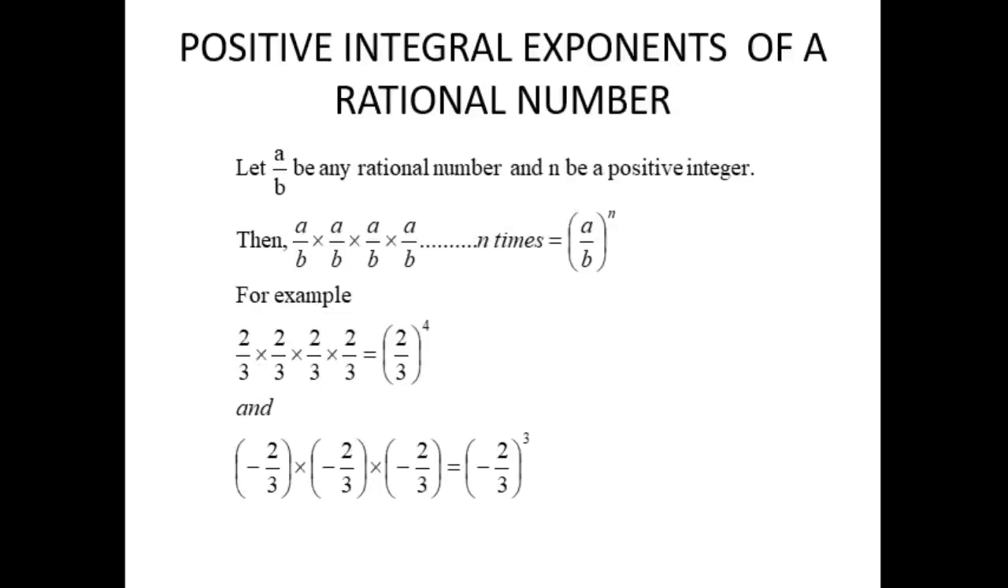And maybe the rational number is negative, but again the power is positive. Minus 2 upon 3 into minus 2 upon 3 into minus 2 upon 3 is equal to minus 2 upon 3 raised to the power 3.